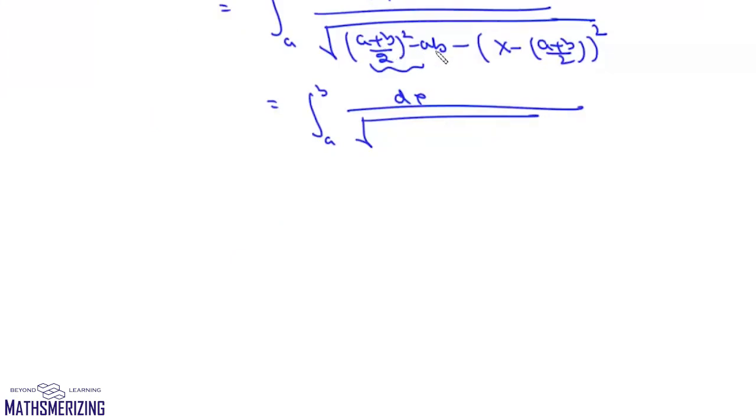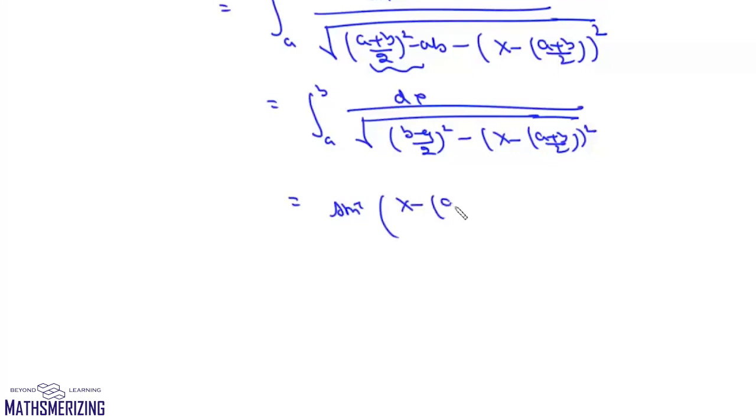Now this is ((a plus b) whole square by 4) minus ab, so it will be ((a plus b) whole square minus 4ab) by 4, which is nothing but (a minus b) whole square by 4. And since b is greater than a, we can write this as ((b minus a) by 2) whole square, and then minus (x minus (a plus b) by 2) whole square. Now this is dx upon under root of a square minus x square, which is nothing but sine inverse of x upon a. So we can write this as sine inverse of (x minus (a plus b) by 2) upon ((b minus a) by 2) from a to b.